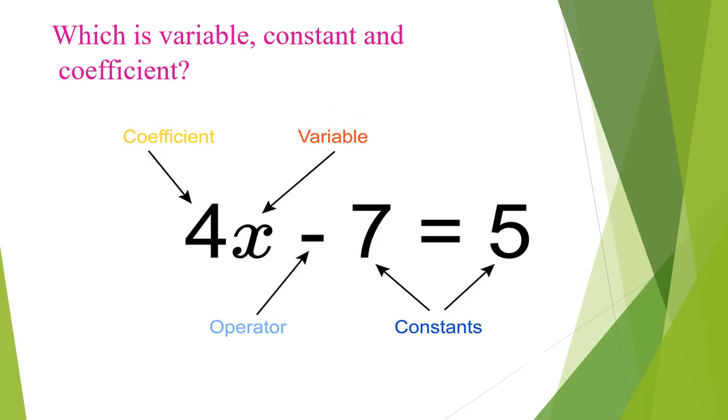Now we are going to find out which is variable, constant and coefficient. Here the given equation is 4x minus 7 equal to 5. Here x is a variable, that is unknown value. Followed by variable we have coefficient, that is 4. Minus is the operator. Without any variable we can call it as constant. That constant is 7 and 5.